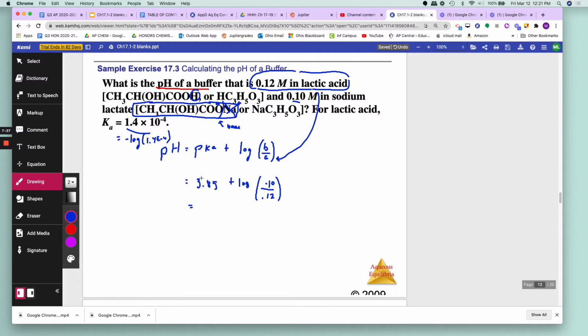Remember, if these two are equal, you would have the same pH. But they're not. They're a little bit off. So I'm going to go ahead and do this math. 0.1 divided by 0.12. They're a little bit off.